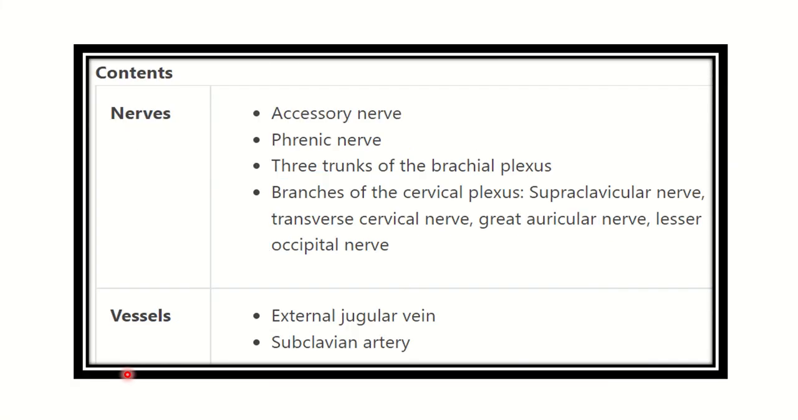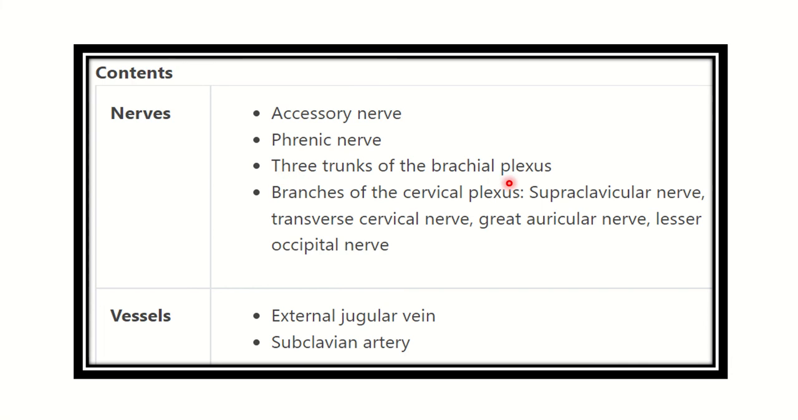Now the contents. Here we can see the different nerves present. The most important is the accessory nerve, which is the 11th cranial nerve. Then we can see the phrenic nerve. This phrenic nerve supplies the diaphragm, and it starts from the neck area and finally reaches into the thorax.